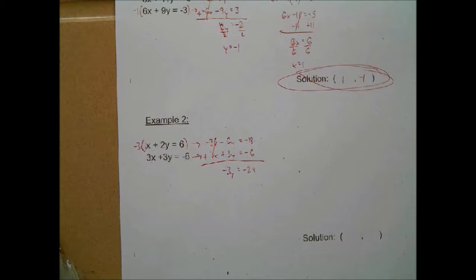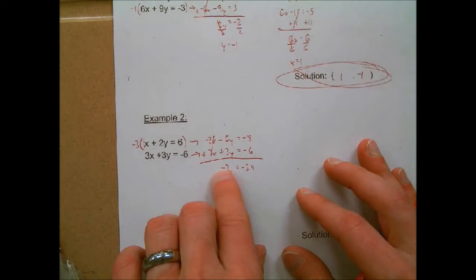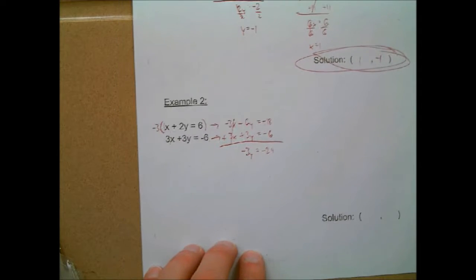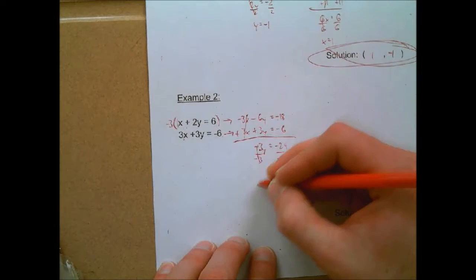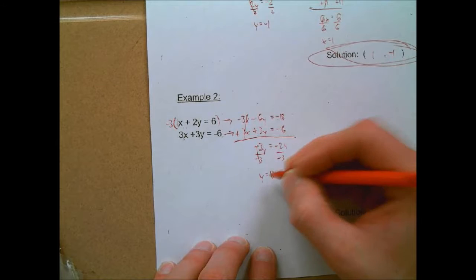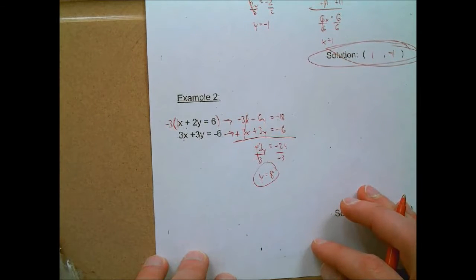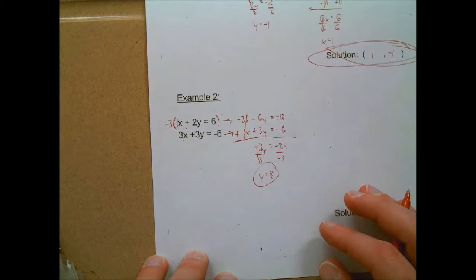And let's go to Caitlin. Caitlin, at this point, what should we do now? Divide both sides by? You got it. y equals 8. And then what should we do with that 8 then, Caitlin? Which equation do you want to plug it into, top or bottom? Let's do the top one.